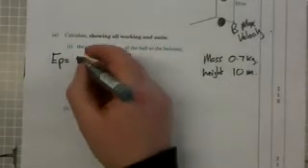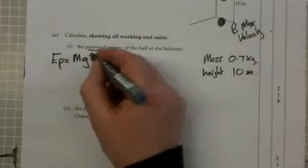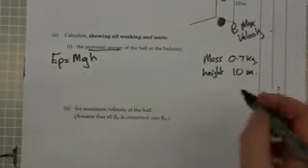First part is calculate, showing all working and units, the potential energy of the ball. Well, we know that we've got a mass, and that is 0.7 kilograms, and we know that we've got a height, and that is 10 meters. We're asked to find the potential energy, so the first thing we write down is the formula. Energy potential is equal to mgh. Now g here is a constant and it's gravity, and that is equal to 9.81.